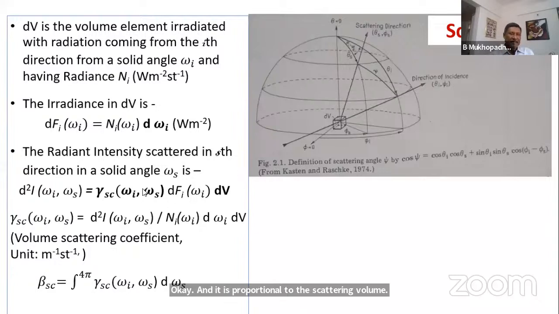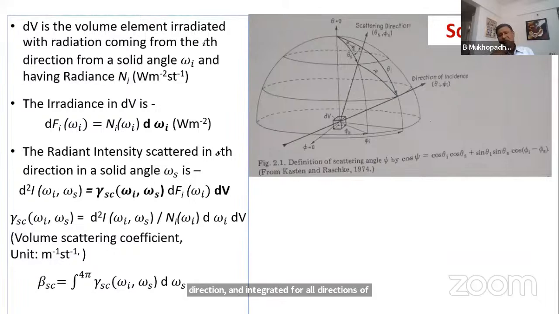Now, having said that, it's very easy to define the units. It's now very easy to define the units, and we call it volume scattering coefficient. If you remember, we had the same term used for absorption, volume absorption coefficient. We have used that there. And now with the same dimensions, we define this new term, volume scattering coefficient. And what is the volume scattering coefficient? It is an integral of gamma. This function gamma tells you, for a given I and given S, what is the fraction of energy that is scattered, multiplied by the solid angle in the scattering direction, and integrated for all directions of scattering.